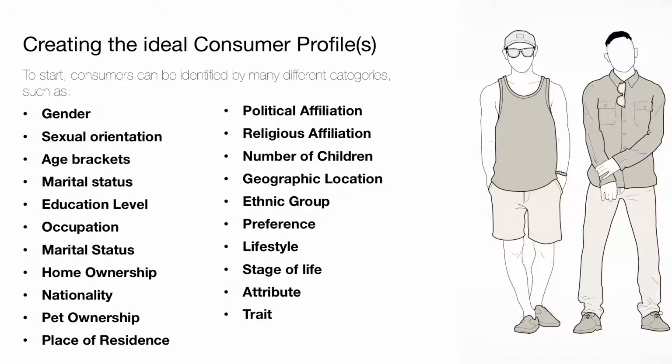Creating the ideal consumer profile or consumer profiles. To start, consumers can be identified by many different categories such as gender, sexual orientation, age brackets, marital status, educational levels, occupation, home ownership, nationality, pet ownership, place of residence, political affiliation, religious affiliation, number of children, geographic location, ethnic groups, preferences, lifestyle, stage of life, attributes and traits, as well as many more.